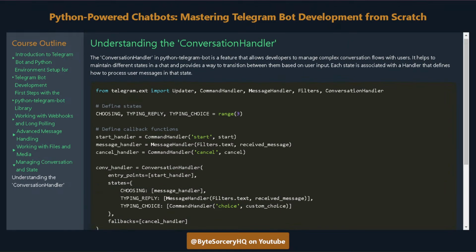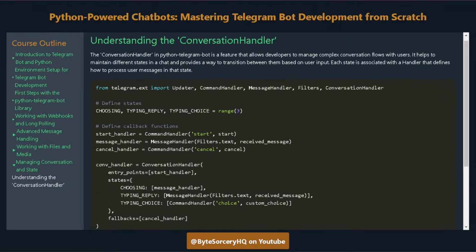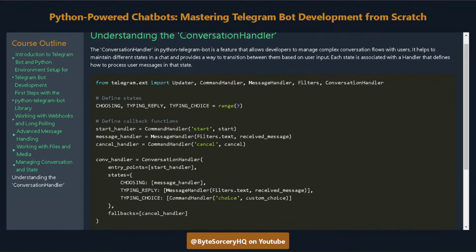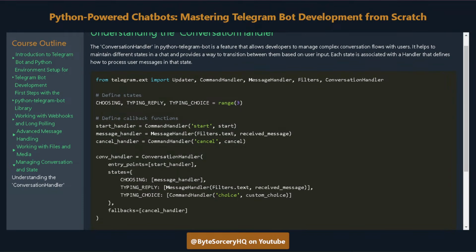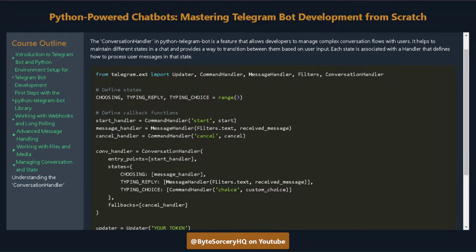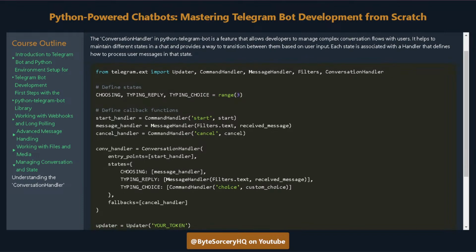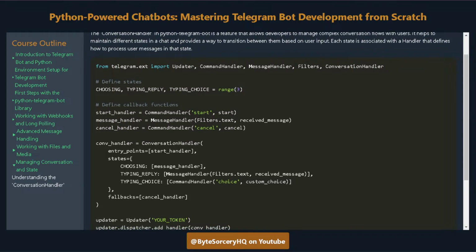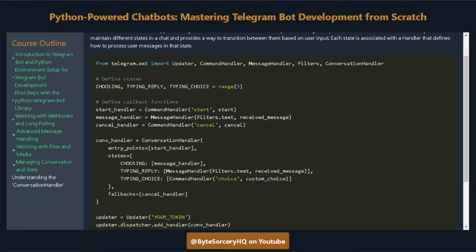Understanding the conversation handler. The conversation handler in Python Telegram bot is a feature that allows developers to manage complex conversation flows with users. It helps to maintain different states in a chat and provides a way to transition between them based on user input. Each state is associated with a handler that defines how to process user messages in that state.